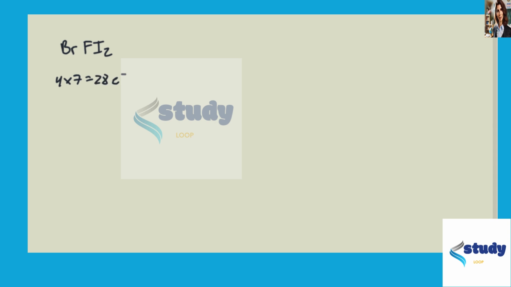Now we want to put the least electronegative atom in the middle. So if we're using our electronegativities chart, iodine would be our least electronegative. And that means we can put iodine in the middle, and bromine and fluorine around it.